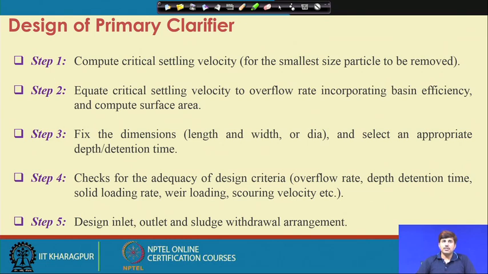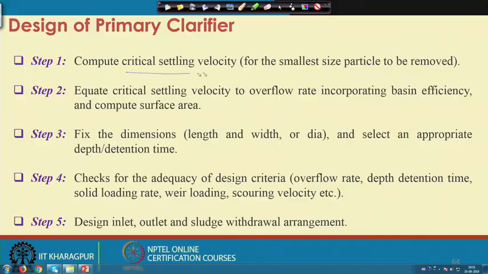Now, for design purposes there are several things that need to be done. The first step would be to compute the critical settling velocity for the smallest size of particle to be removed. So, if you want to, let us say, remove a 0.02 mm size particle, use this diameter, put that in Stokes law and determine the critical settling velocity. Determine the Reynolds number, see if it is less than 1, fine. If it is not less than 1, go to the turbulent equation, use that diameter, use that estimated settling velocity, get the Reynolds number, get the drag coefficient and through trial and error reach a critical settling velocity for the particle of the smallest diameter.